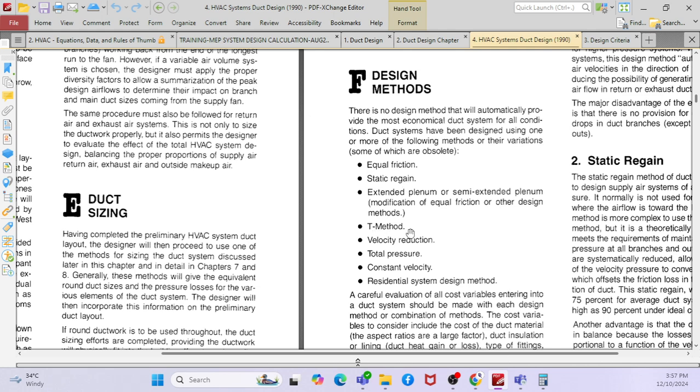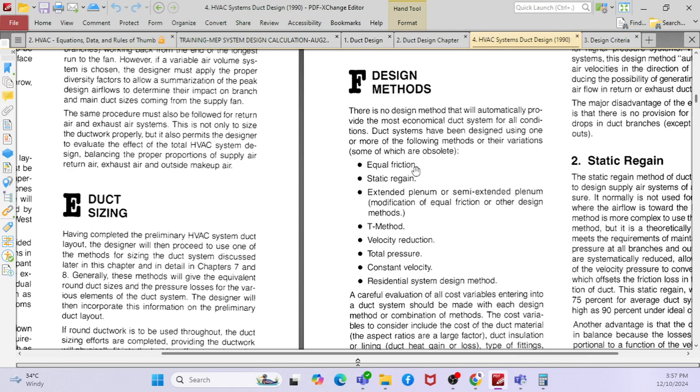Then there is the T method, the velocity reduction method, the total pressure method, constant velocity, and the residential system design method. There are different systems. Most of the systems used for residential and commercial application use the equal friction method.